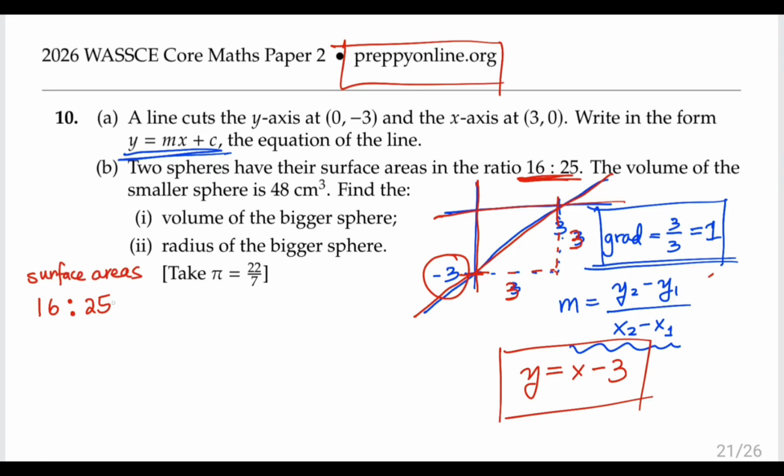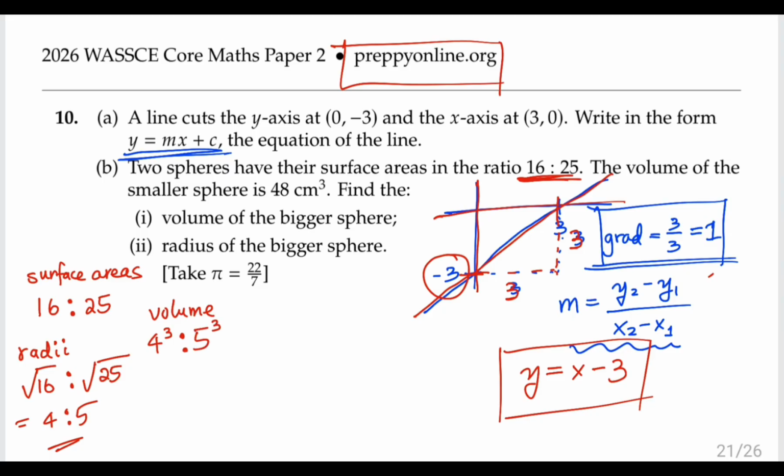So surface areas are in this ratio. Then the radii, and radii is the plural of radius, are going to be in the ratio square root of 16 is to square root of 25, and this is equal to 4:5. And also their volumes are going to be in the ratio 4 cubed is to 5 cubed.